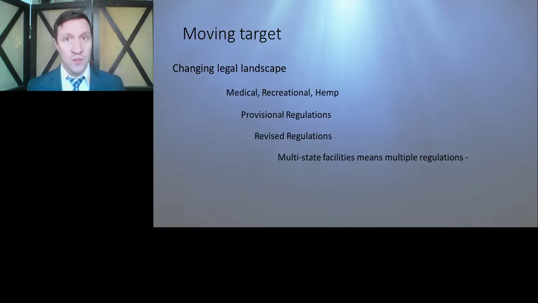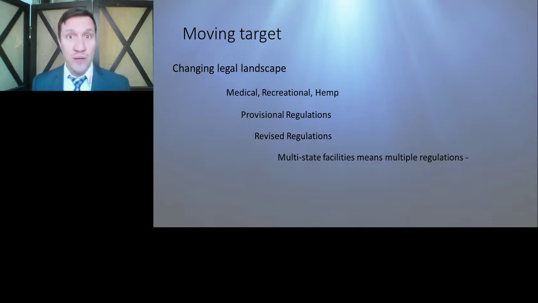So one of the problems around compliance is that it's a moving target. So we're going to see changes in that legal landscape, right? When laws change, so does compliance. And so it's going to be a challenge to understand what you need to do to stay compliant. Sometimes we have medical, recreational, or hemp laws that are completely distinct from each other. And so what your facility does is going to have an effect on what you need to do to be compliant. And you may have a facility that does multiple things, right?